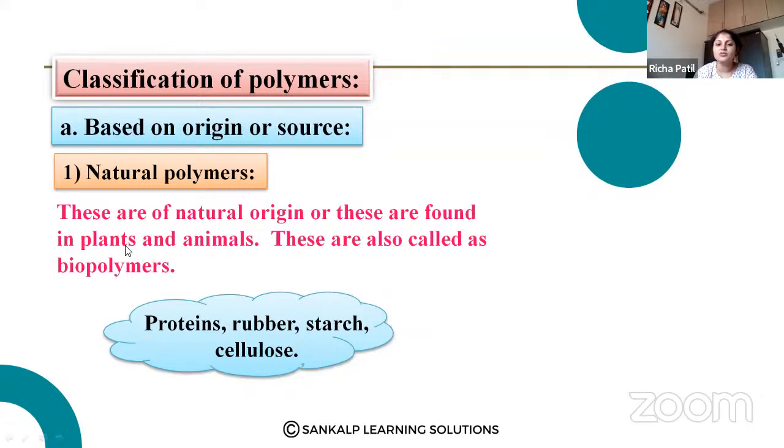So what are the sources? From plants and animals you get your polymers. The examples are proteins, rubber, starch, cellulose. So these are all natural polymers.